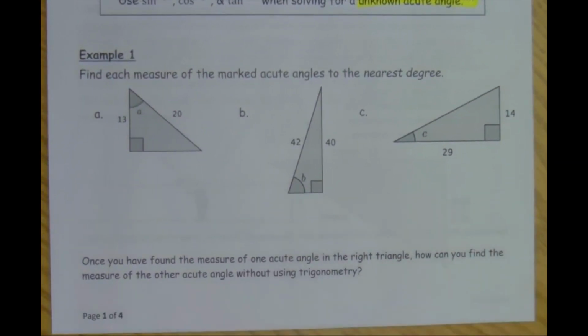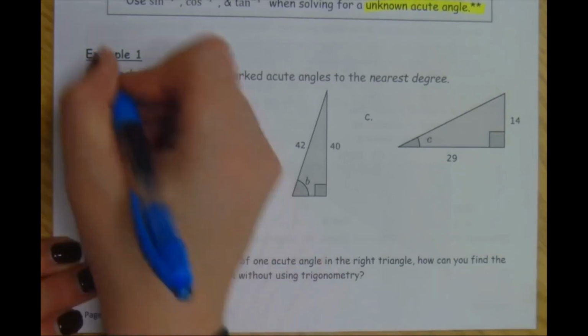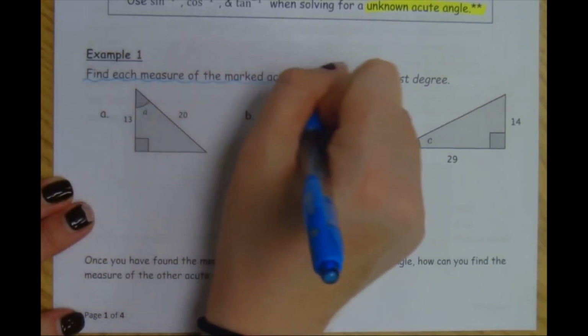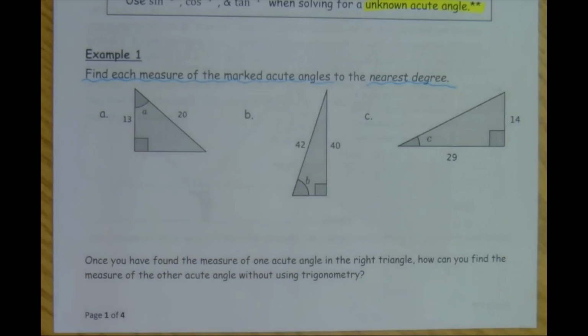As we read the directions, it says find each measure of the marked acute angles to the nearest degree. I always underline the question because I want to make sure that I've answered it completely before I move on. So here we go. Find each measure of the marked acute angles to the nearest degree. Don't forget about that part at the end.